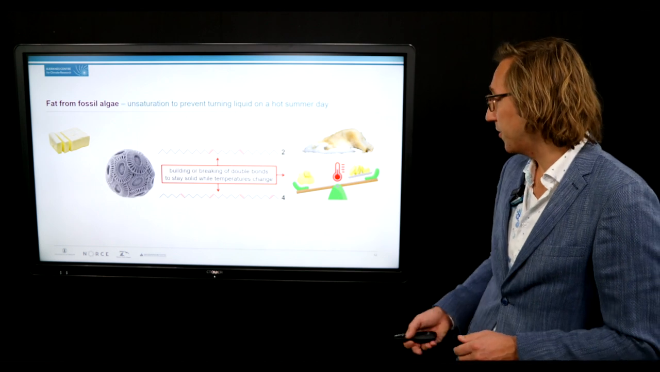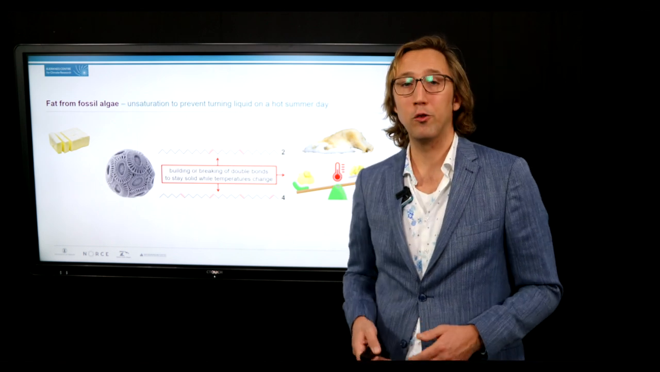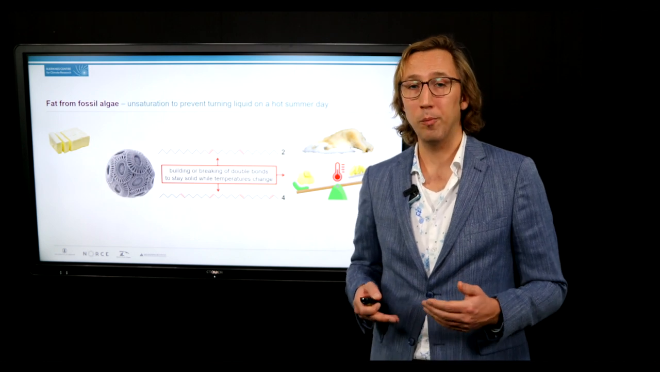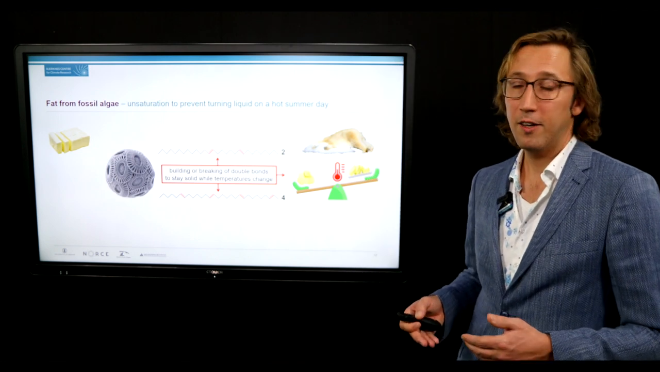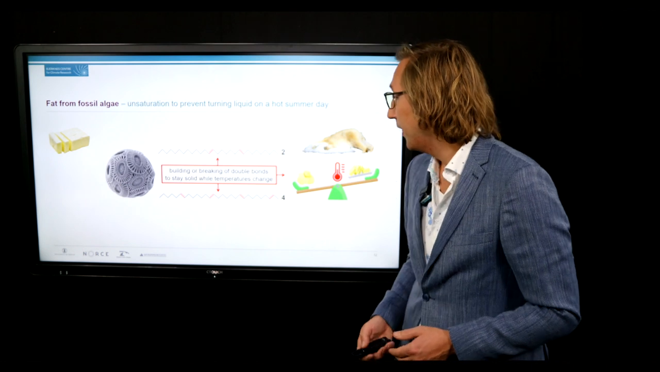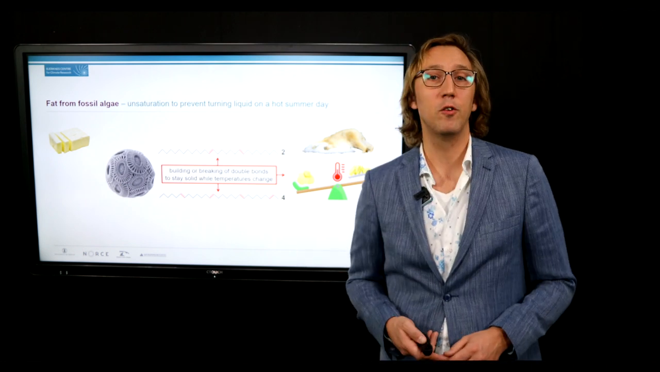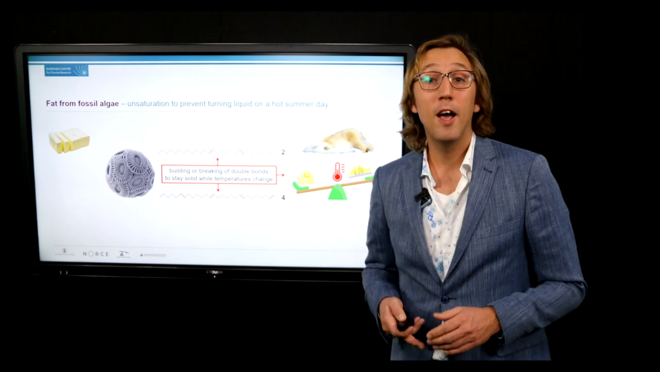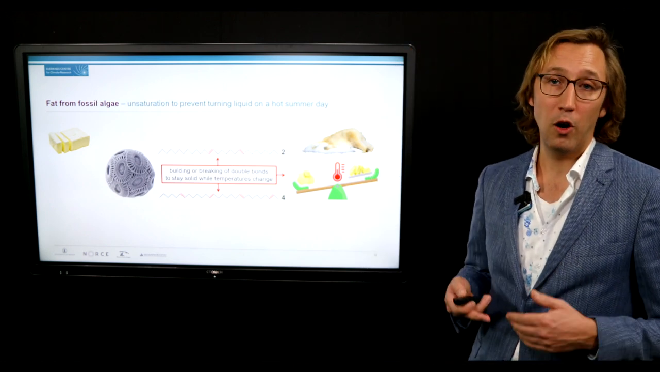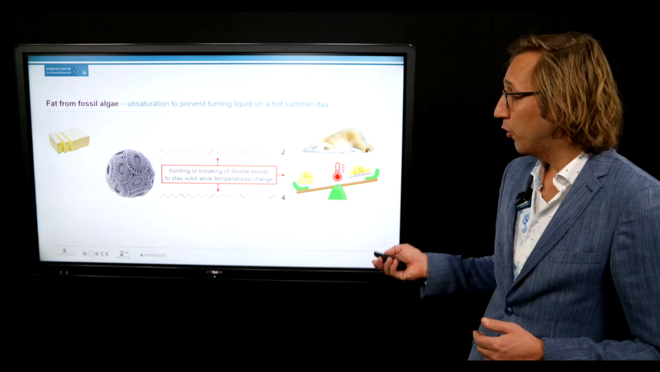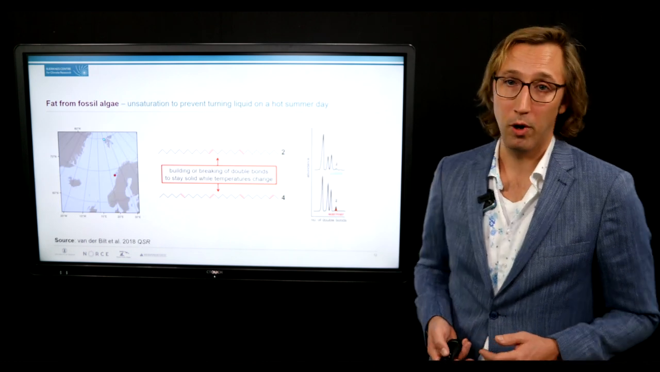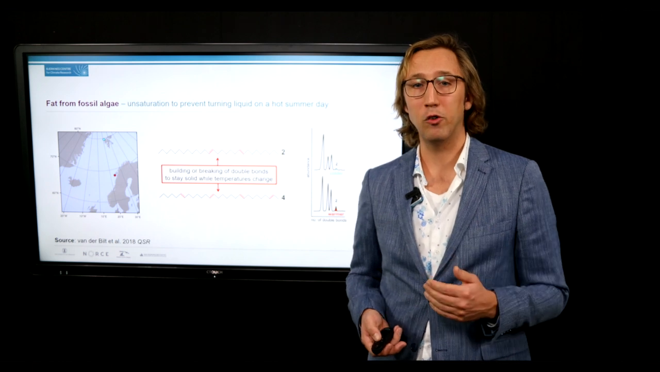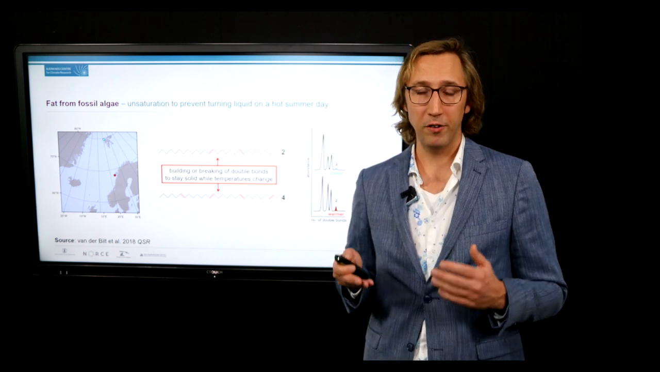The general idea is that these algae do this to prevent turning liquid on a warm summer day. So they need to build and break these double bonds to make sure that they stay solid. And generally, you can say that the more double bonds these molecules have, the more unsaturated they are, and the more liquid they are at room temperatures. So, when things get warmer, these molecules need to saturate. They need to break these double bonds to make sure that they stay solid.